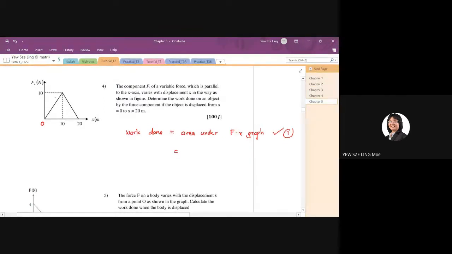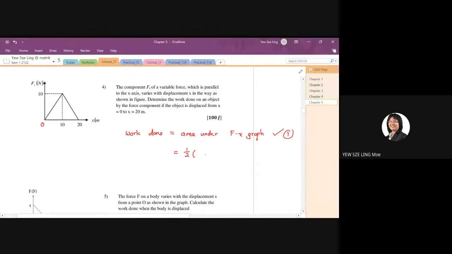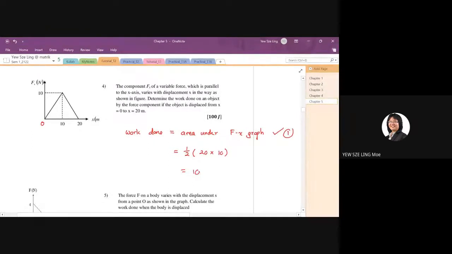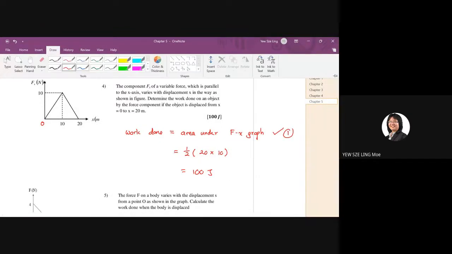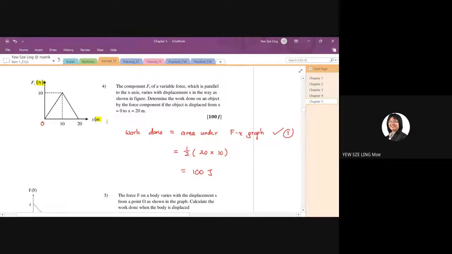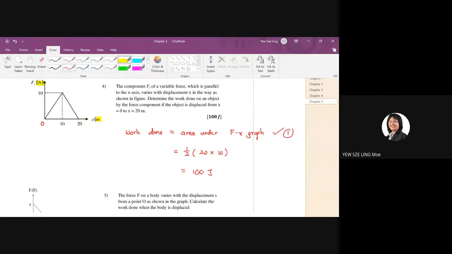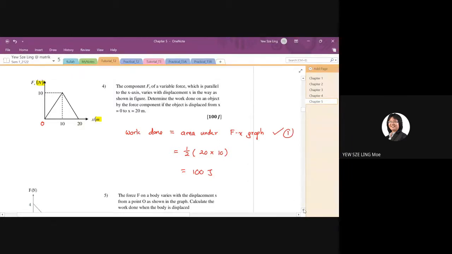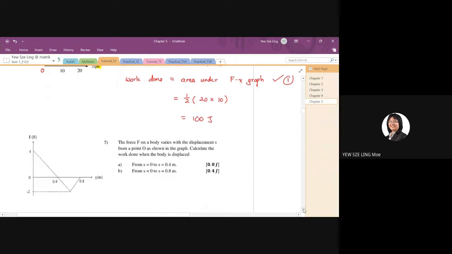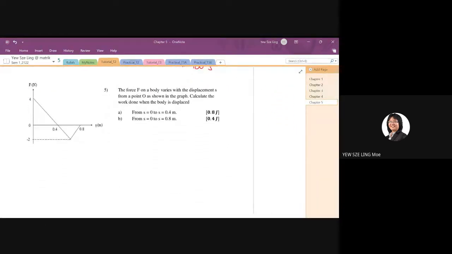So now you have a triangle. The area of a triangle is base times height divided by 2. So 1/2 times 20 times the height, which is 10, gives you 100 joule. Be careful, you need to make sure everything is in SI units. Check the units of the axes: you have Newton and meter, so they are in SI units. So done, that is the first question. It's very simple. Second question, how are we going to calculate it?